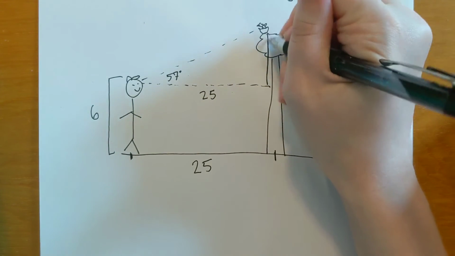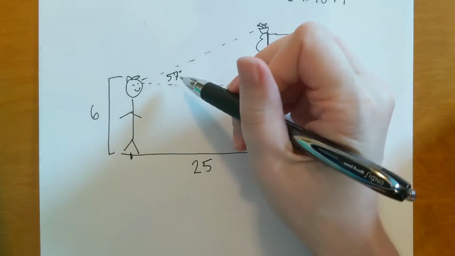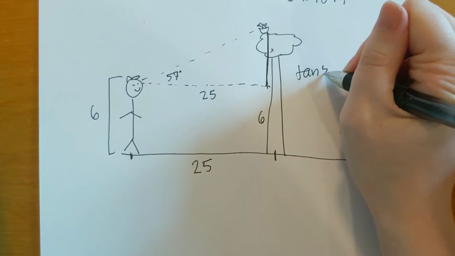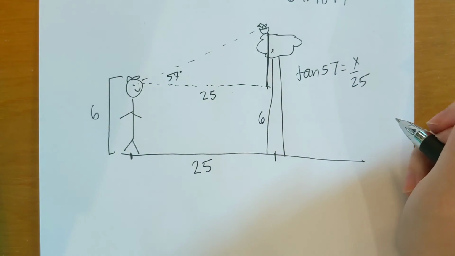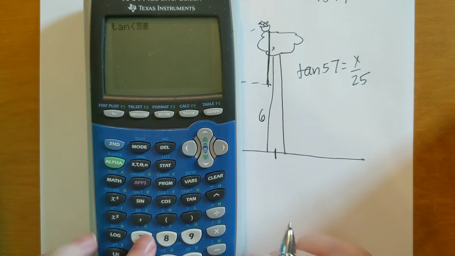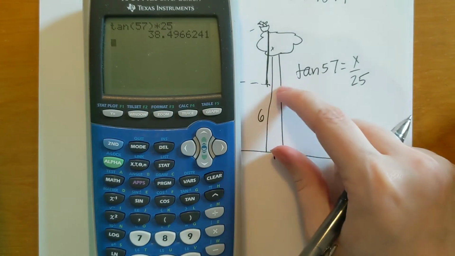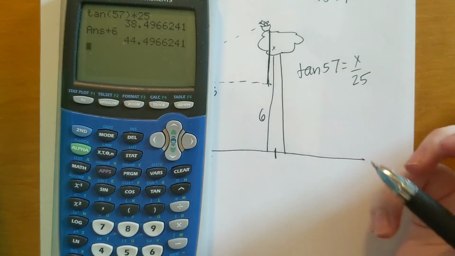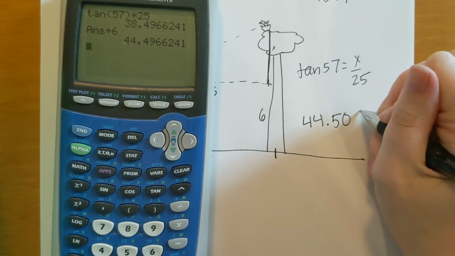Well, right now with the triangle we have set up, we can find this height, and then we can just add 6 to it, right? So for that we're just going to do, let's see, we want opposite over adjacent, so tangent of 57 equals x over 25. Grab our calculator again. So we need to do tangent 57 times 25. And that would be the height, except then we just have to add the extra 6 feet that we had from his eyes to the ground. So plus 6. And we get 44 point, we'll call that 50 feet.